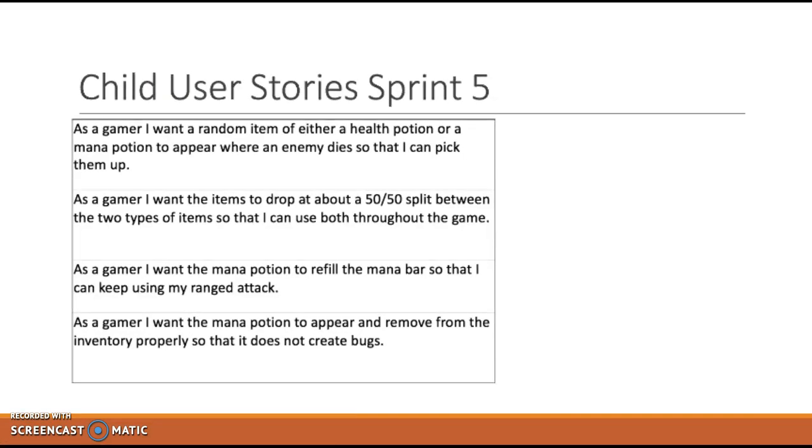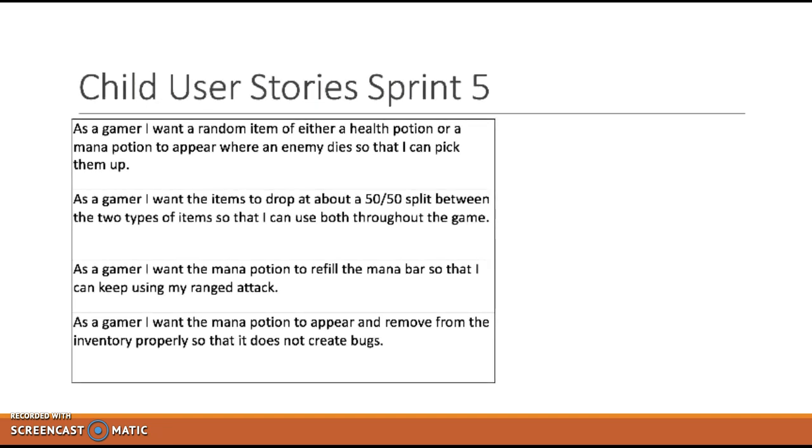Okay, so child user stories for sprint number 5. As a gamer, I wanted a random item of either a health potion or a mana potion to appear where the enemy dies so that I can pick it up. As a gamer I want the items to drop at about a 50-50 split. As a gamer I want the mana potion to refill the mana bar so that I can keep using my ranged attack. As a gamer I want the mana potion to appear and remove from the inventory properly.